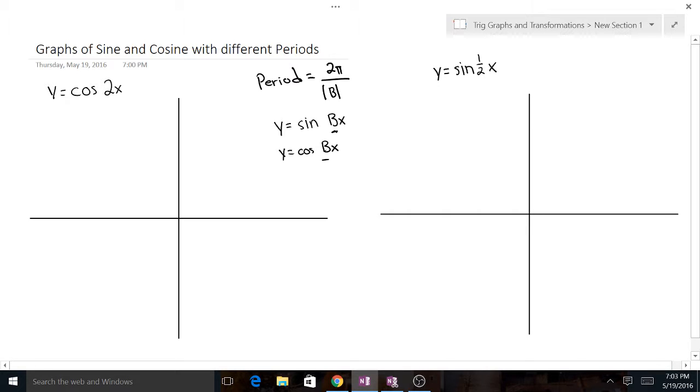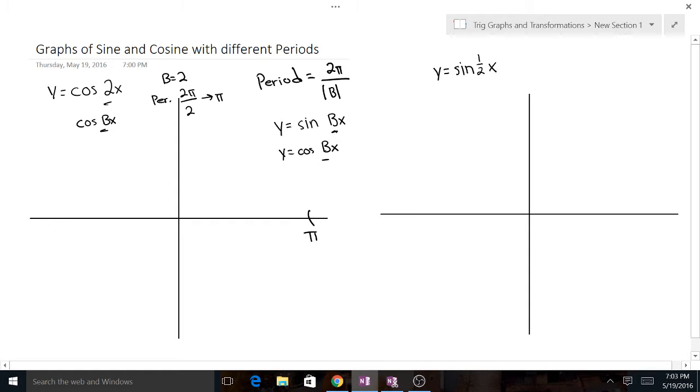So let's look at cosine 2x. Thinking about it, it's cosine bx, so we can see b equals 2. That means our period is going to be 2 pi divided by the absolute value of 2, which is 2. So the period is just pi. If the period is pi, that means one full wave is going to take pi units. Normally the period is 2 pi, and now it's just pi. So I'm going to put pi all the way over here.